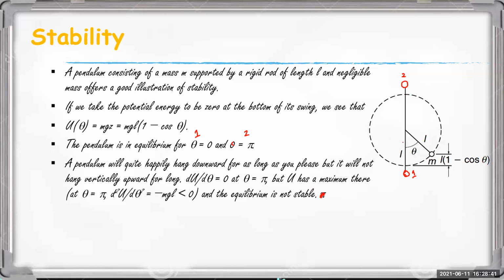So this point, the point 1, is a stable equilibrium point, and this is unstable.